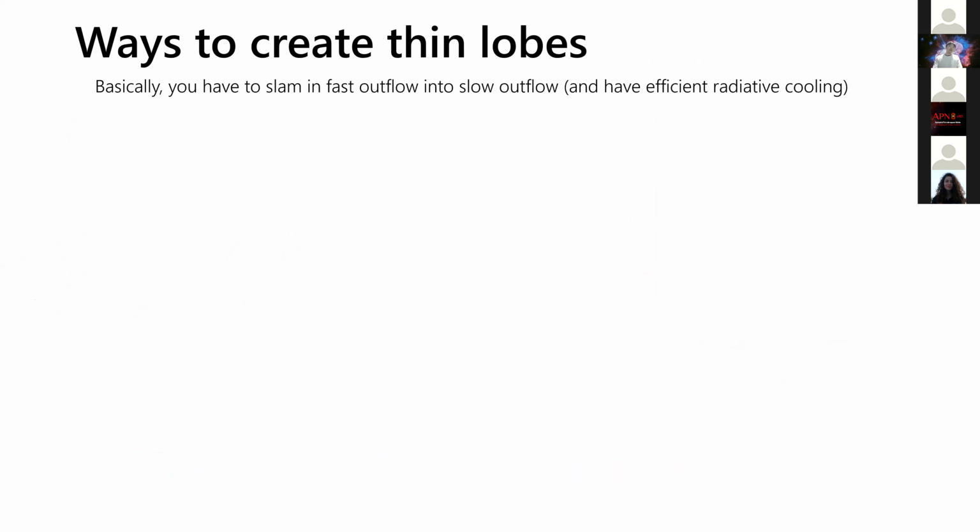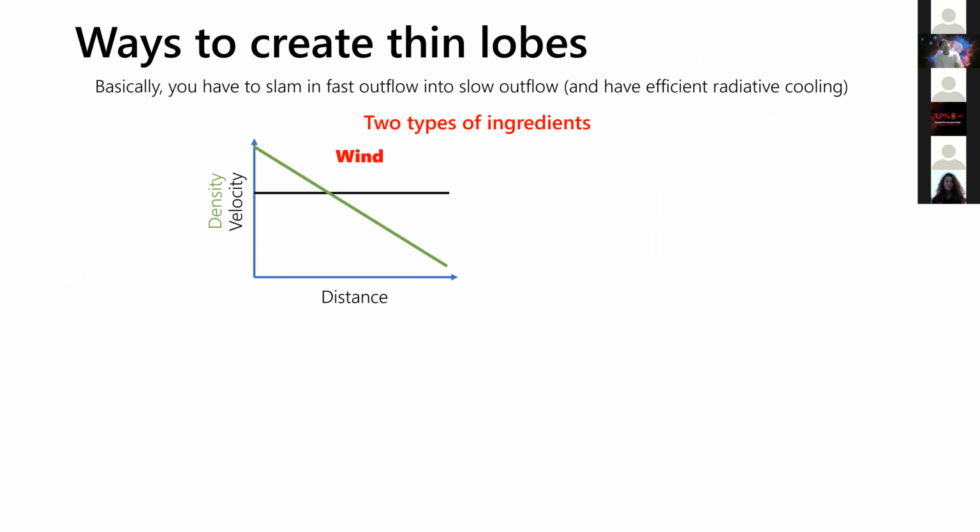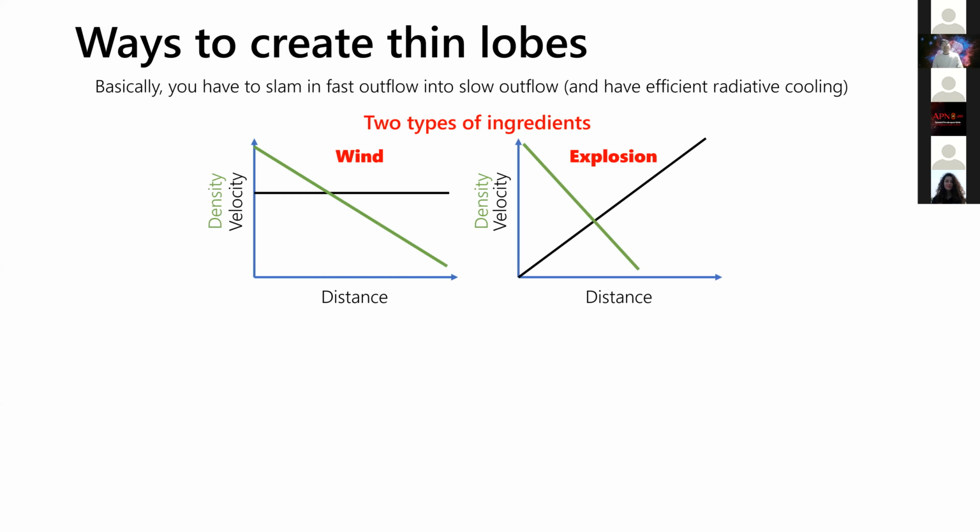So first, to answer the first question, why are they thin? To create a thin lobe, you basically have to slam a fast outflow into a slow outflow and have some efficient cooling. Now, outflows can come in two different ways. One is a wind-like outflow where you have a constant velocity distribution over distance or over time. The other one is an explosion where you have a linear velocity distribution. And you can think of different combinations of these to have a fast thing slamming into a slow thing.